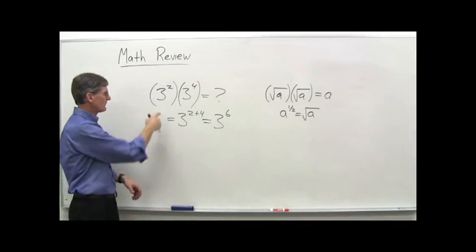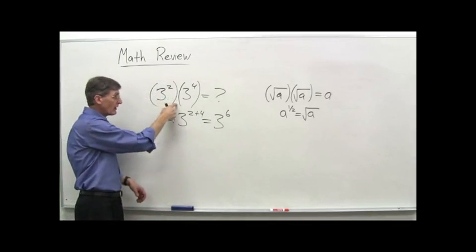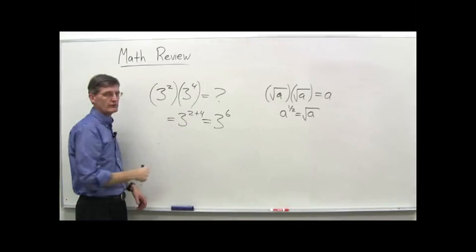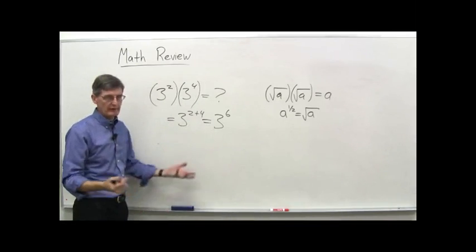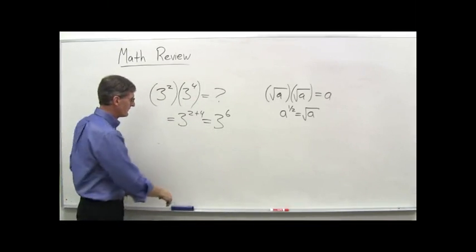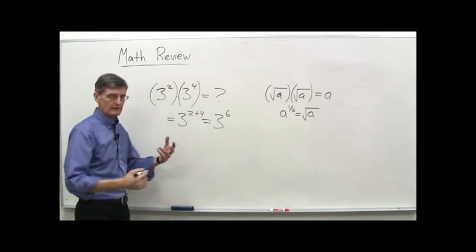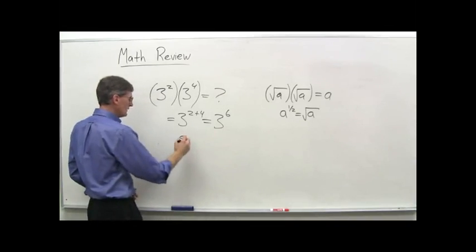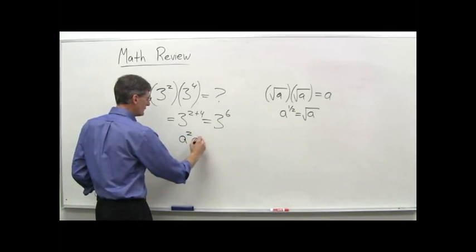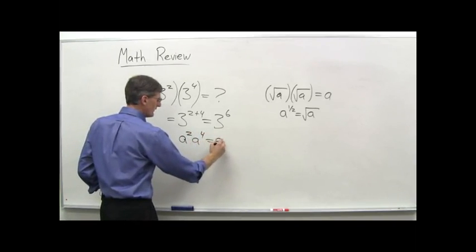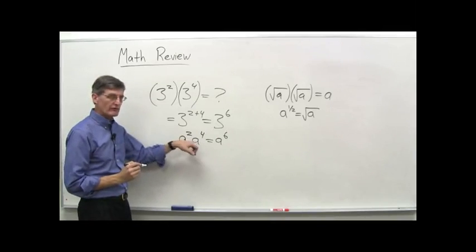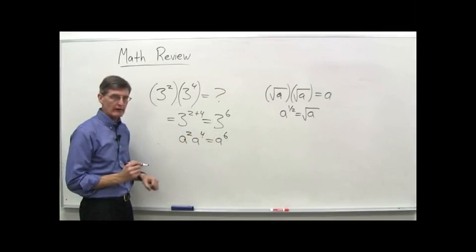And you can sort of see this because this is 3 times 3 times 3 times 3 times 3 times 3. That's 4 more 3s. So we get 6 3's multiplied together, so we get 3 to the 6th power there. Or in algebraic notation, we might say we've got a squared times a to the 4th, then that's a to the 6th power. Again, if the bases are the same, you can add the exponents and combine them like that.